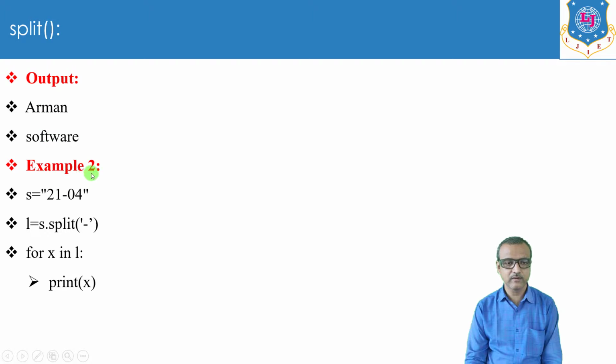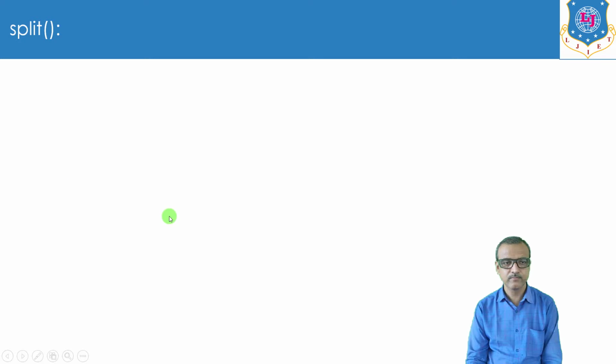Now similarly example 2, s equals to 21-04. So L equals to s dot split, and here the separator is dash. So in L we will have 21 and then 04. Now what will this for loop do? For x in L, print x, it will print two values, 21 on one line and 04 on the second line. So the output is 2104.